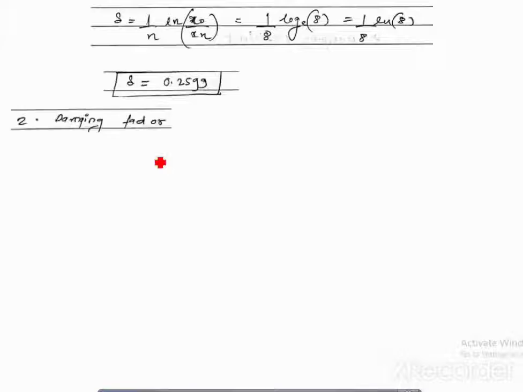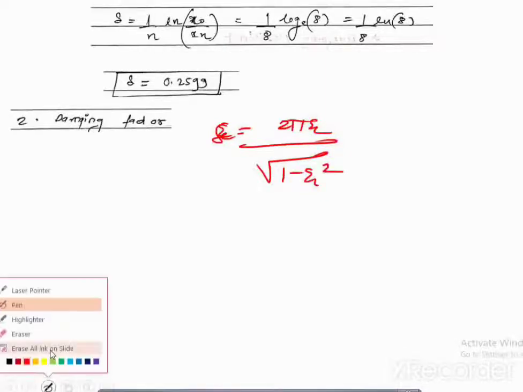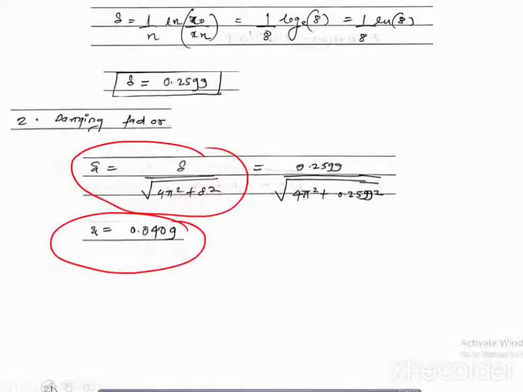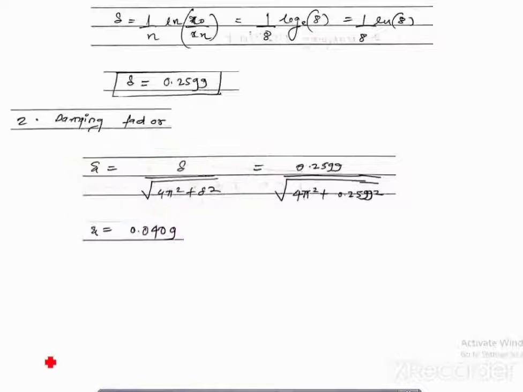Now again, as usual, find out the damping factor. Del is equal to 2 pi zeta upon square root of 1 minus zeta square. This is a basic formula. So from this, what I am getting is zeta equal to 0.04009. So zeta is 0.0409, greater than 0 and less than 1. The system is an underdamped system. Now they have asked you, this is the first step, this is the second.